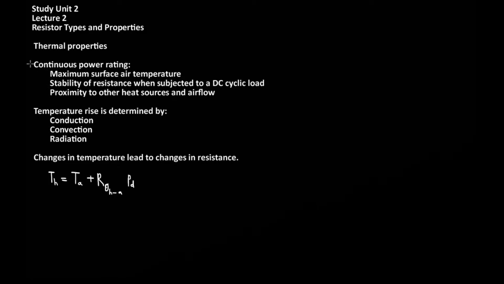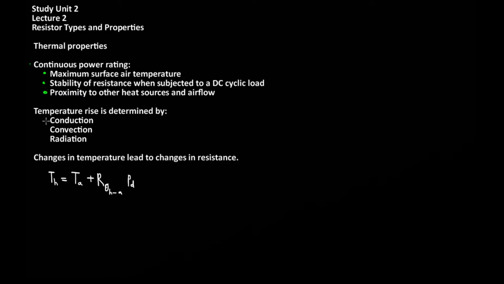the continuous power rating of the resistor. The continuous power rating of the resistor is determined by the maximum surface air temperature of the environment where the resistor is, the stability of the resistance when it is subjected to a DC cyclic load. In other words, what is the stability of the resistance as a current through it turns on and off. And lastly, the continuous power rating is determined by the proximity of the resistor to other heat sources in the system or the environment, as well as the airflow in the environment. High airflow obviously means that more heat can be dissipated.